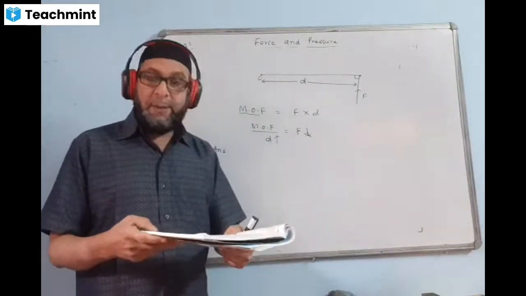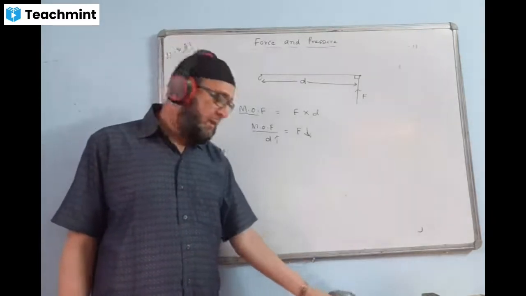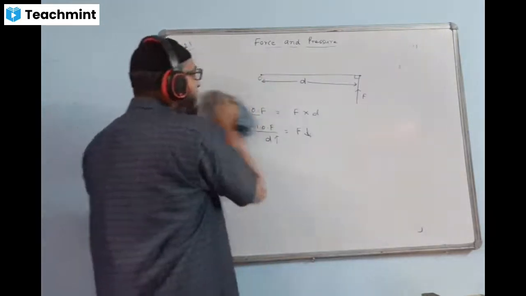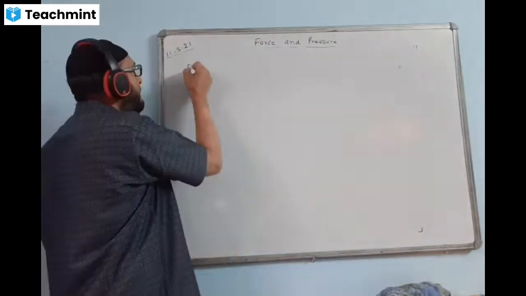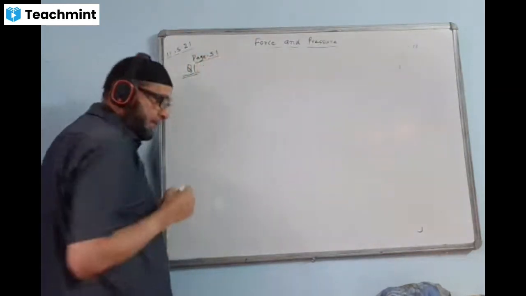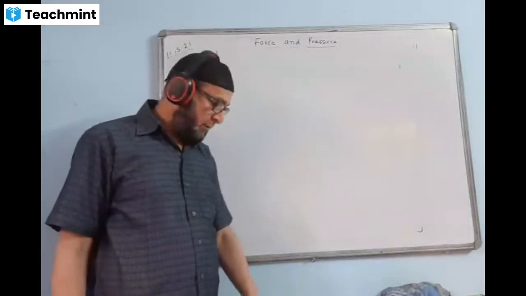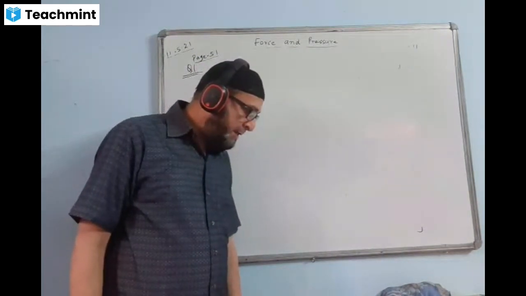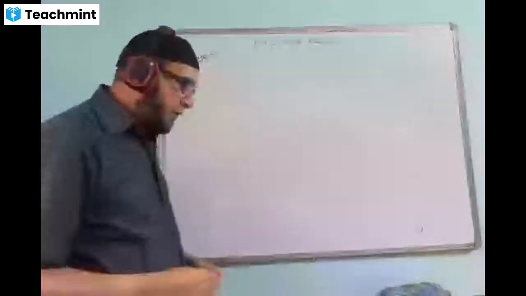Now we'll be doing some numerical problems, which are given on page number 51. You can check that. Solved examples, page number 51 and question number 1. I read the question: Calculate the moment of force of 5 Newton applied on a body at a distance of 20 centimeters from a pivoted point. This is quite a simple question.